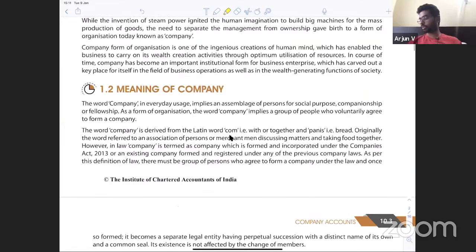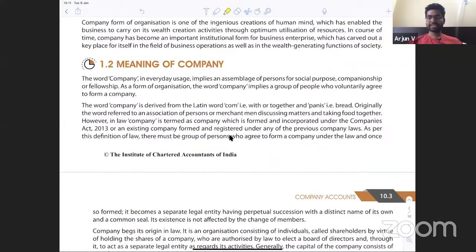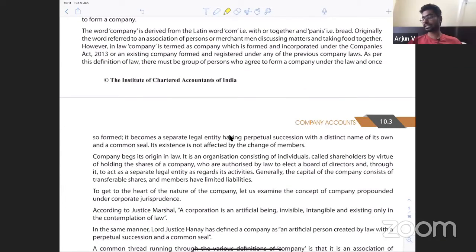Now, what do you mean by a company first? When we say a company, it is a company which is registered under the Companies Act 2013 or earlier. So to be a company, you have to make sure that you register a company. And where are you going to be registering? You're going to be registering with an entity called the Registrar of Companies. And under what act are you going to be registering? You're going to be registering under the Companies Act 2013.